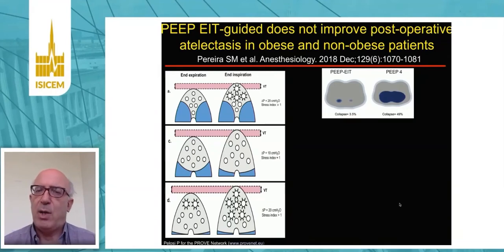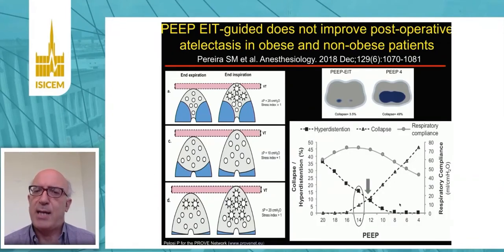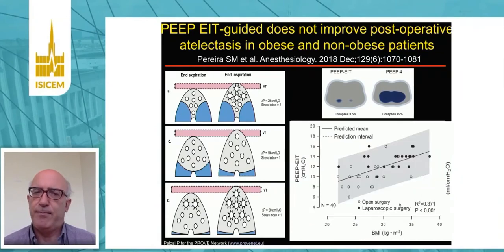We did a study with our colleagues in São Paulo, looking at the best PEEP according to electrical impedance tomography. As you can see here, we found that there is a specific individualized PEEP in order to balance collapse and overdistension. And this level, according to EIT, was associated with the best compliance and the lowest driving pressure. The PEEP according to EIT, and so also the lowest driving pressure, was associated with the BMI. The higher the BMI, the higher the level of PEEP needed to keep the lung open and reach a lower driving pressure.